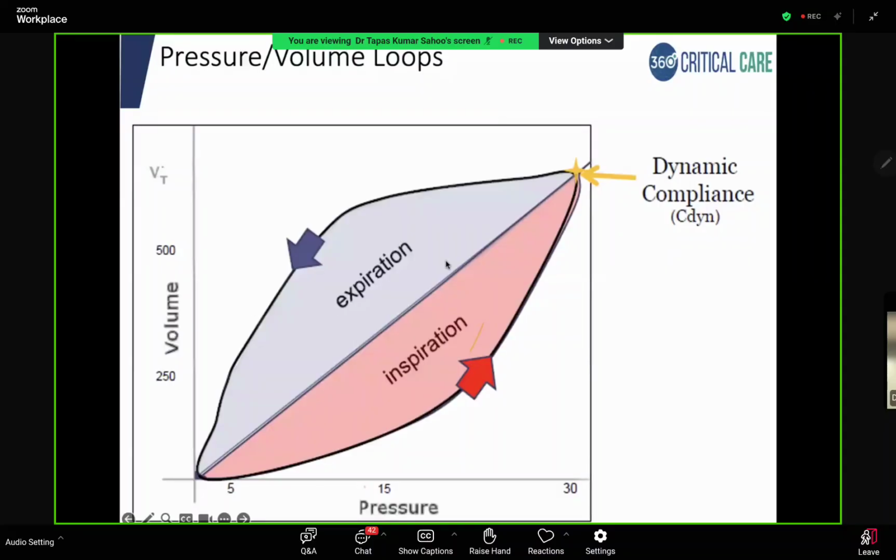Now looking at the picture. This starts from here, the bottom is 5. Here inspiration is happening, and this patient is getting positive pressure, so it is counterclockwise or anticlockwise. If it had been spontaneous, it would have gone in this direction, clockwise. Here is the dynamic compliance. This is the joining point of inspiration and expiration at the maximum level, and here the expiration happens. You put a line in the middle of this loop, and the right side is inspiration and the left side is expiration.